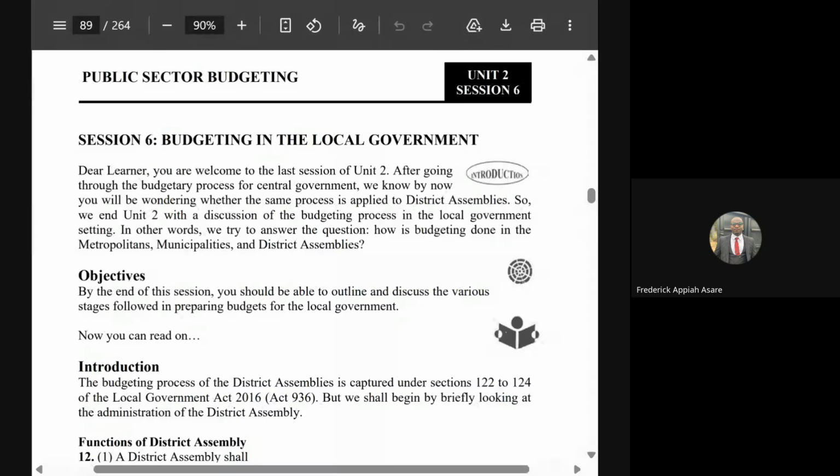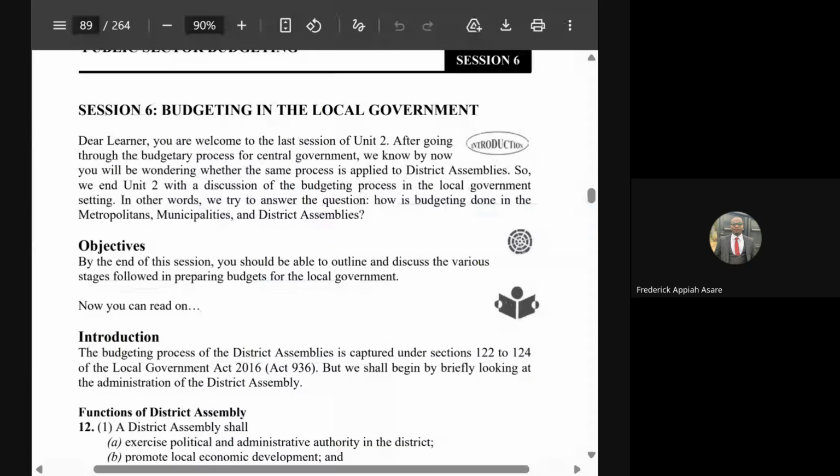Don't forget that we've also looked at the various types of budget or the approaches to budgets. We looked at the zero-based budget, the incremental budget, the program-based as well as the activity-based budgets. We've looked at all. We looked at both the advantages and disadvantages of each of these budgets. Now, let's look at budgeting in the local government.